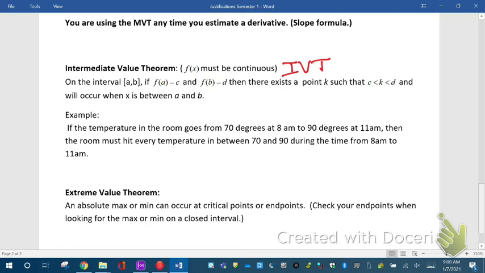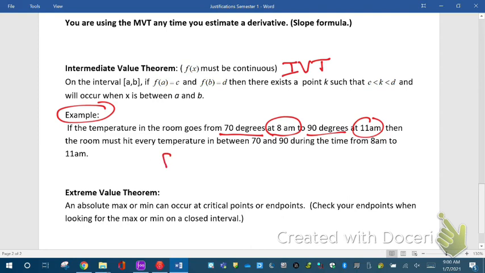Okay, let's look at the real world thing first. If the temperature in my room goes from 70 degrees to 90 degrees, then clearly it had to hit all the temperatures in between. It doesn't just jump from 70 to 90, okay? And it happened from 8 a.m. to 11 a.m., then somewhere between 8 and 11, it hit like 73 degrees for sure. That's all it means.